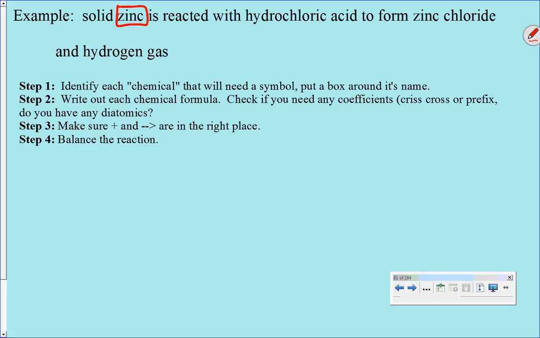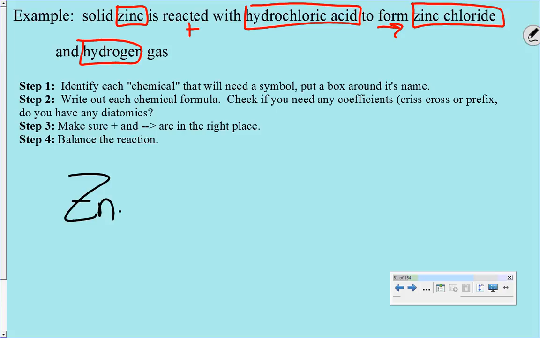Solid zinc is reacted with, that's going to be our plus sign, hydrochloric acid to form zinc chloride and hydrogen gas. So we've got zinc plus hydrochloric acid. This is actually given to you on a table of common acids and bases, or a table of common acids, which is table K.